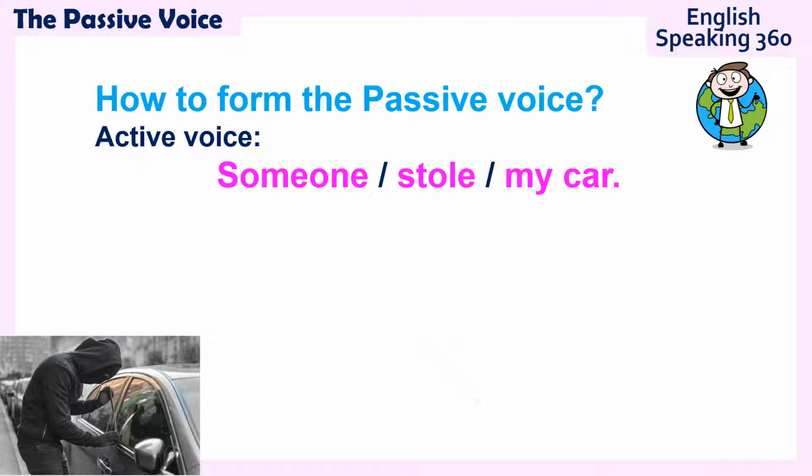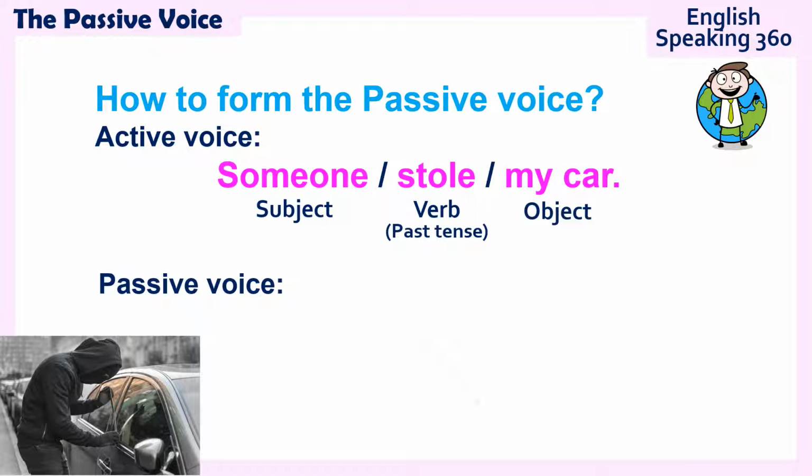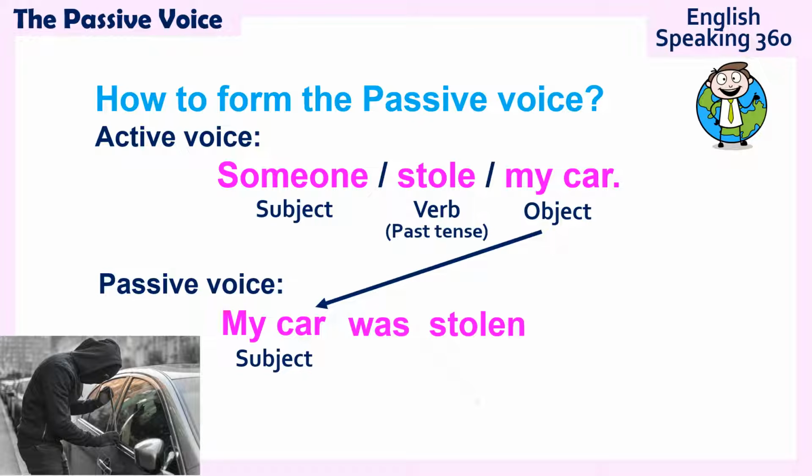Now, how to form the passive voice? Someone stole my car is an active voice sentence. Okay, we have the subject, we have a verb at the past tense, and we have an object. Now, let's try to make the passive voice. To make the passive voice, we take the object and we put it in the space of the subject. So the object becomes the subject. My car? My car stole someone? No, my car was stolen.